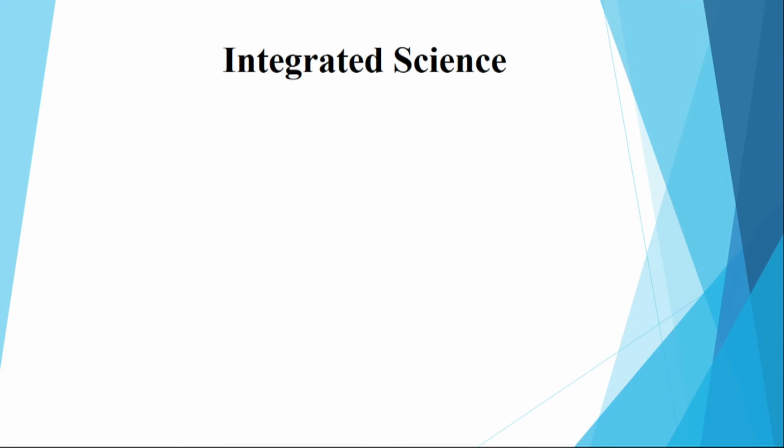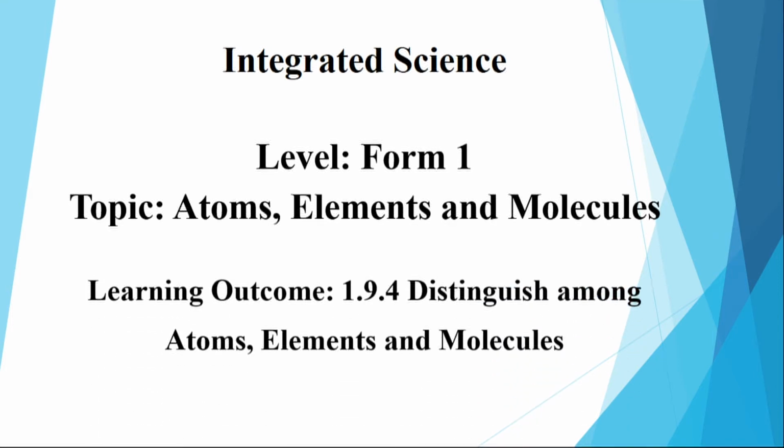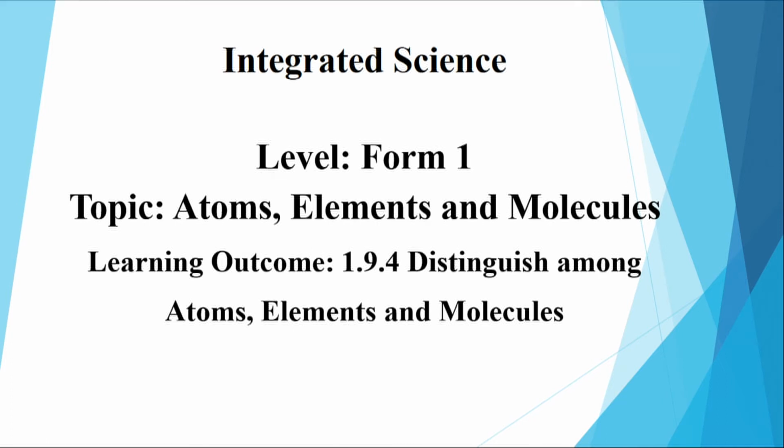Today, we are going to do an integrated science lesson at the Form 1 level. It's entitled Atoms, Elements, and Molecules. The learning outcome is 1.9.4, distinguish among atoms, elements, and molecules.